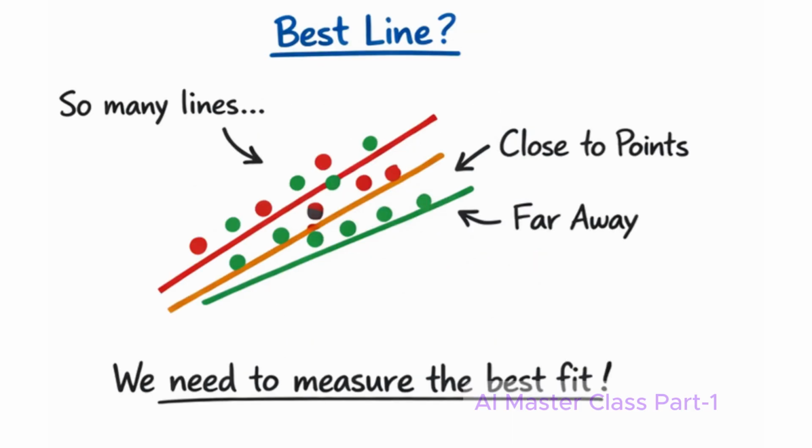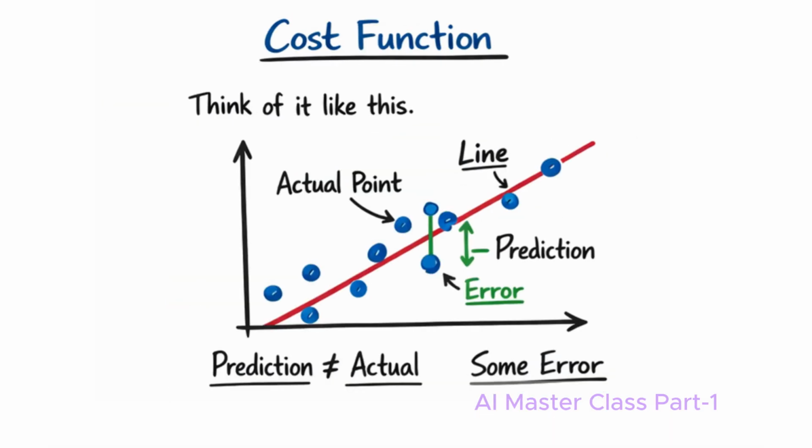Because there are infinite lines we can draw here in this graph. Some lines can be closer to most points, some will be far away. So we need a way to measure which line represents the main pattern. This is where the cost function comes in.